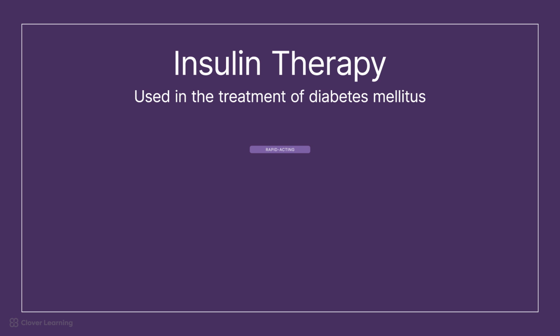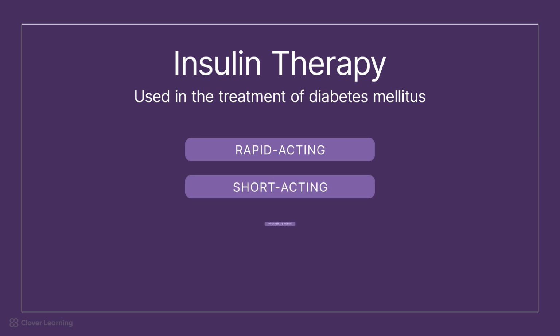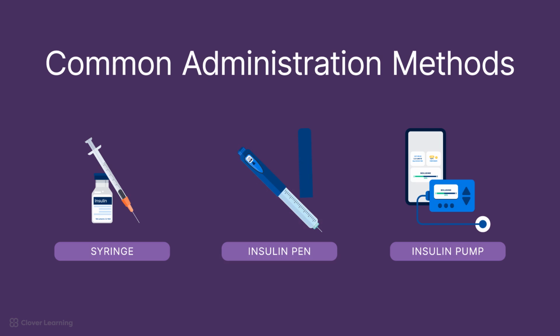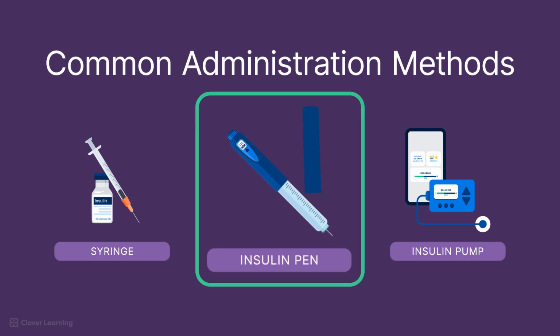Insulin comes in various forms, such as rapid-acting, short-acting, intermediate-acting, and long-acting. Insulin is most commonly administered through injections using a syringe, insulin pen, or insulin pump. Insulin pens are the simplest form of administration, as they come in pre-dosed pens that do not require the healthcare worker to draw the insulin from a vial.